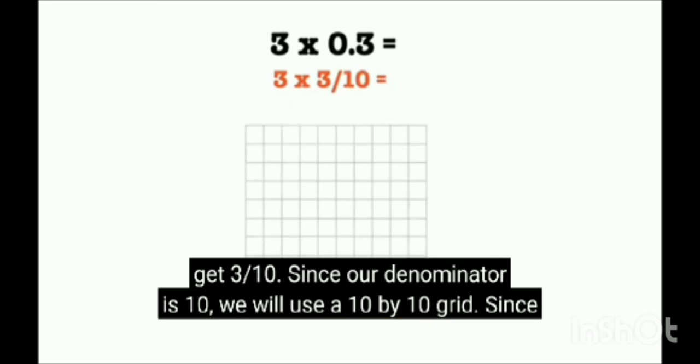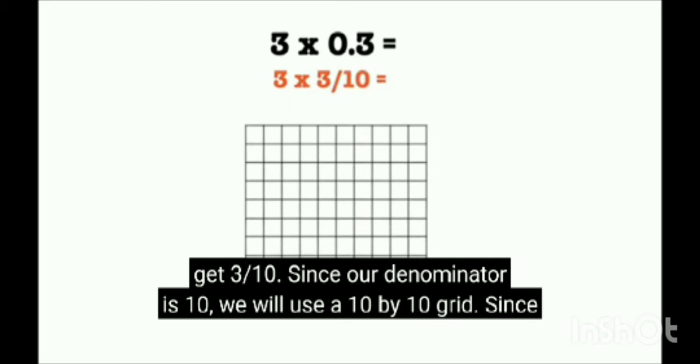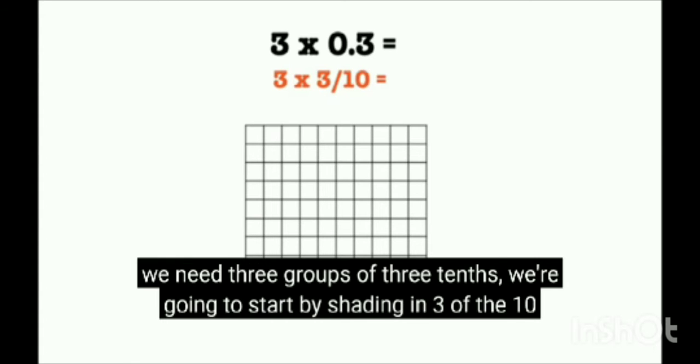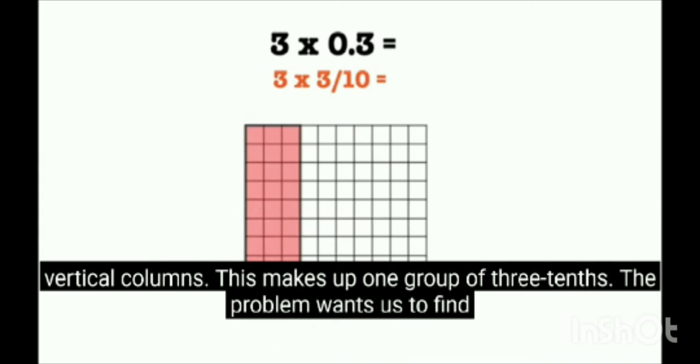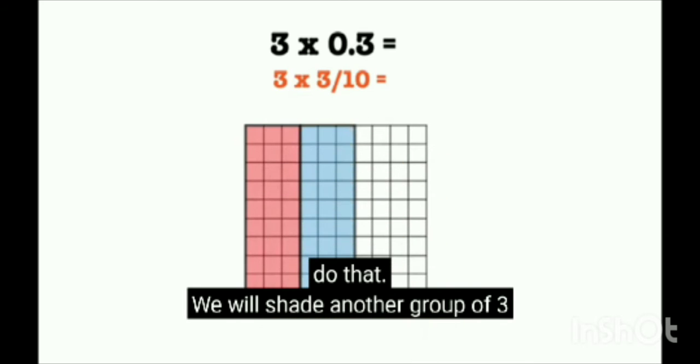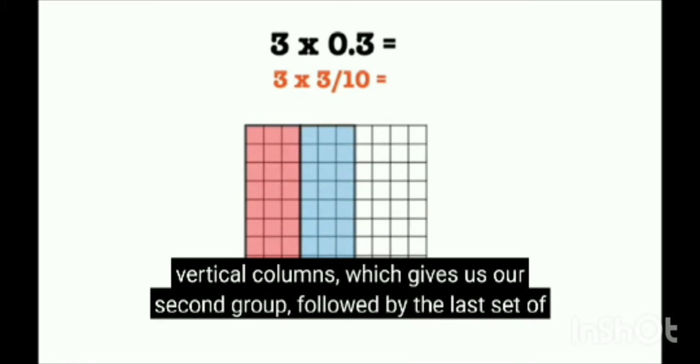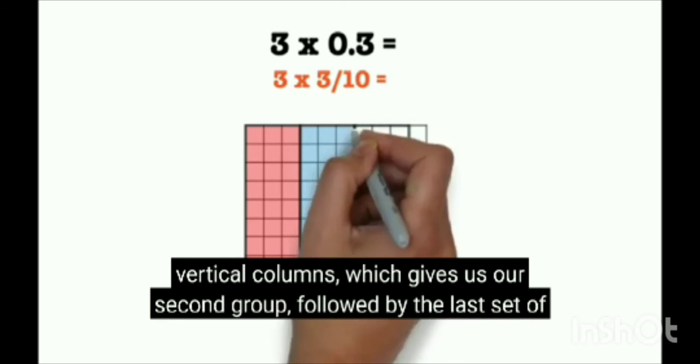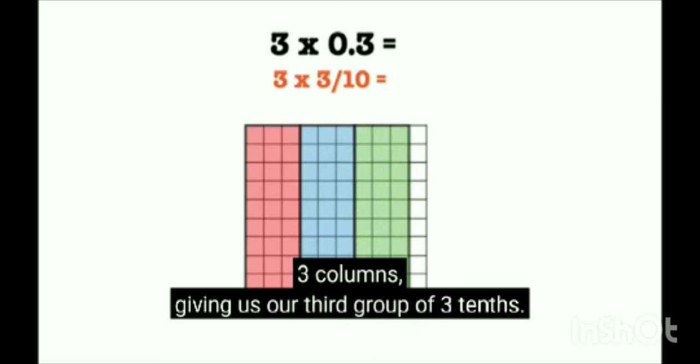Since our denominator is 10, we will use a 10 by 10 grid. Since we need 3 groups of 3/10, we're going to start by shading in 3 of the 10 vertical columns. This makes up one group of 3/10. The problem wants us to find 3 groups, so we need to create 2 more groups of 3/10. Let's go ahead and do that. We will shade another group of 3 vertical columns, which gives us our second group, followed by the last set of 3 columns, giving us our third group of 3/10.